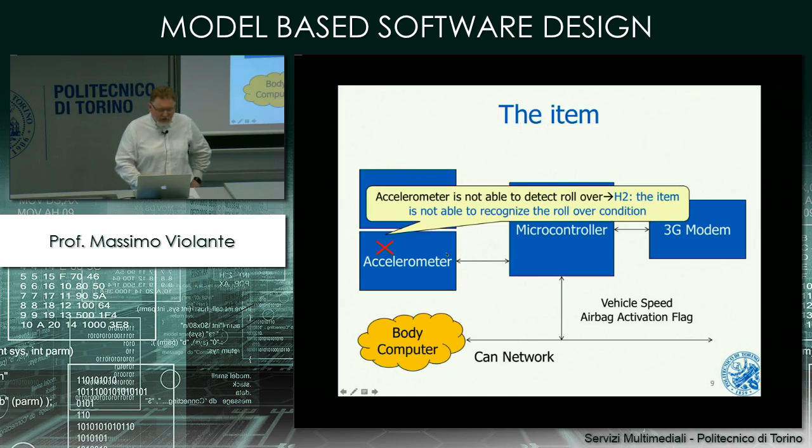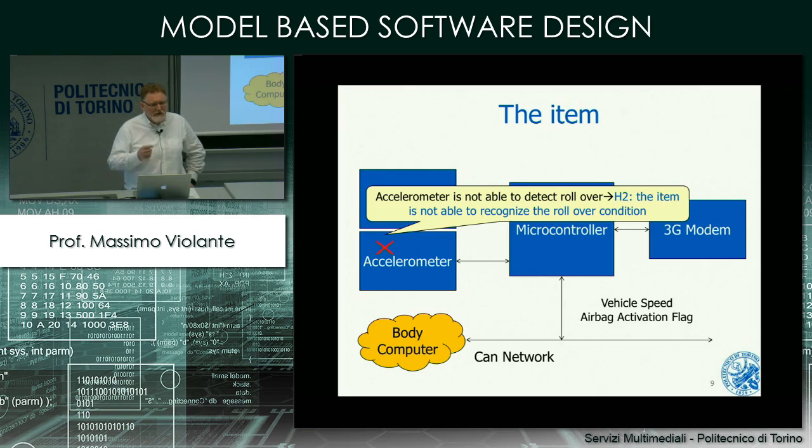Another device that could get broken is the accelerometer. So let's say that the accelerometer is not able to detect the rollover. This could happen. Accelerometers are based on microelectromechanical devices. They are very small mechanical parts that move, and by reading these movements, we can tell the projection of gravity on the different axes on which the accelerometer is built.